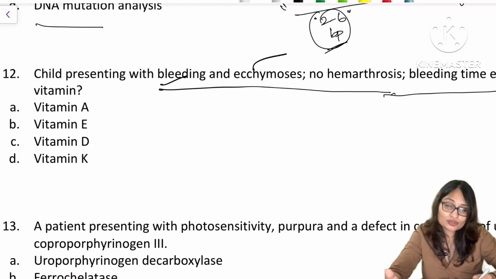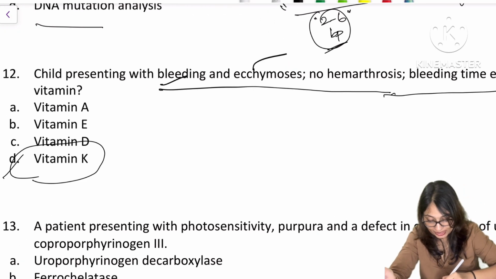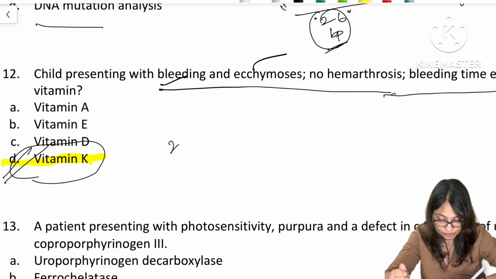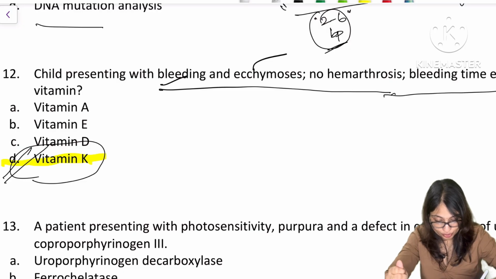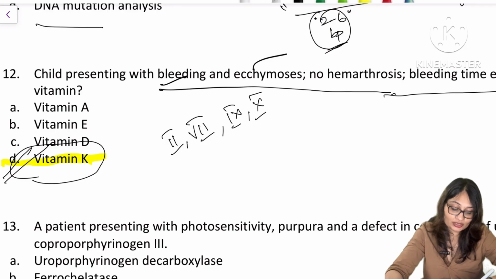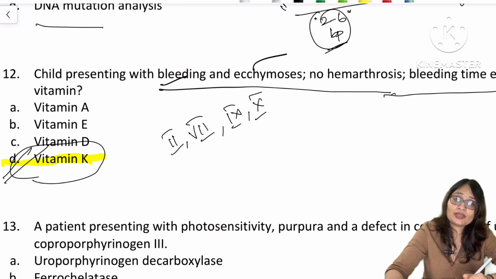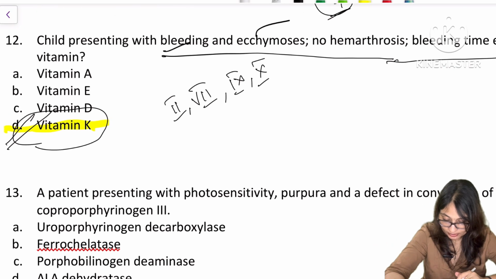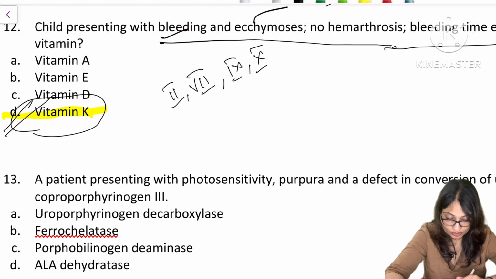So bleeding, ecchymosis, we all know it is vitamin K for sure, right? Why vitamin K? Because vitamin K is involved in the synthesis of which of the factors? It is 2, 7, 9 and 10. You're not supposed to draw 2 like this. So it is involved in gamma carboxylation of factors 2, 7, 9, 10, right? So that is why there is bleeding and ecchymosis.